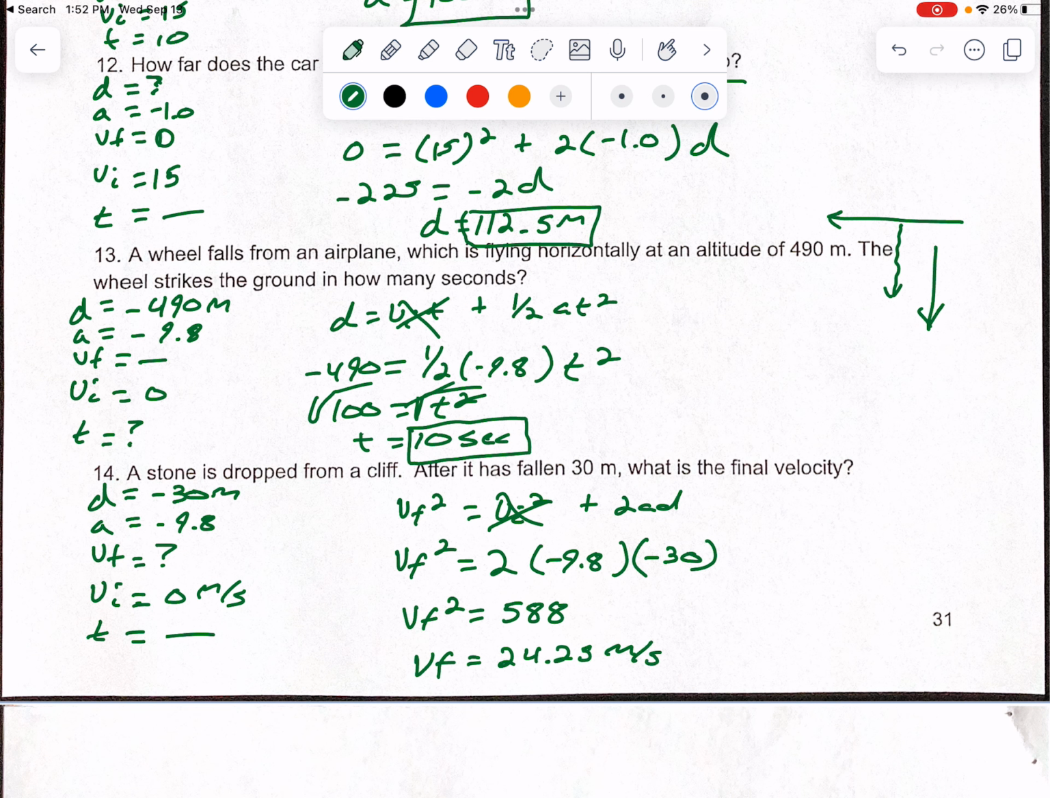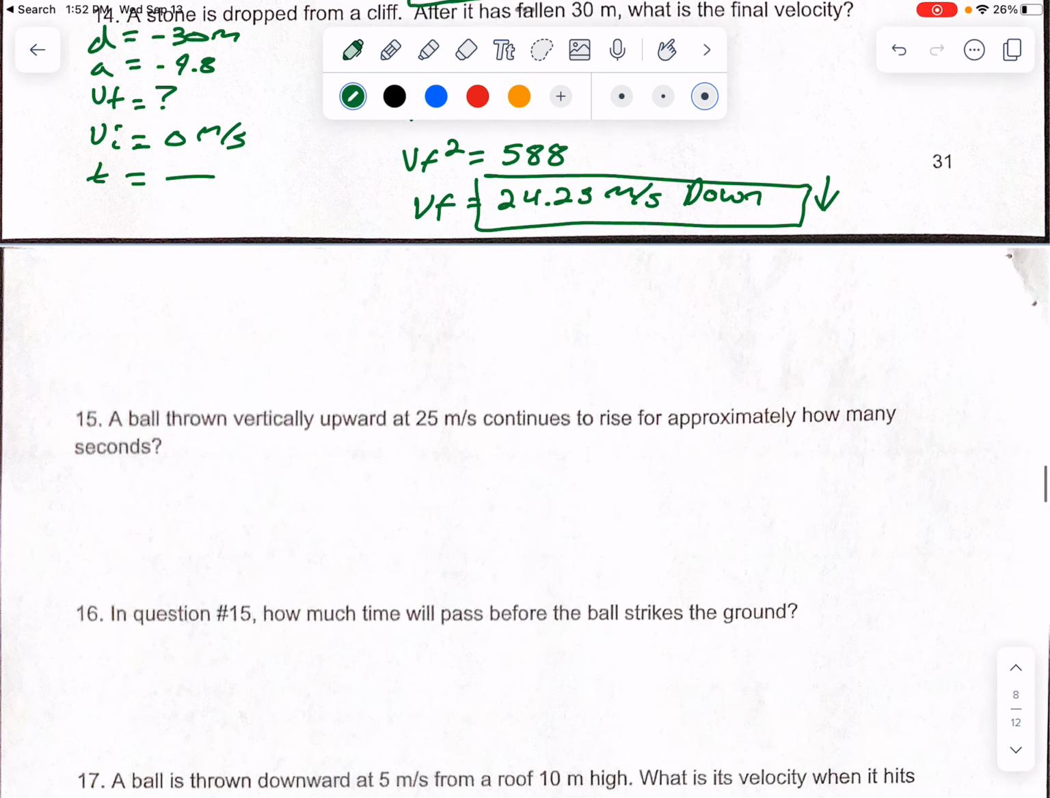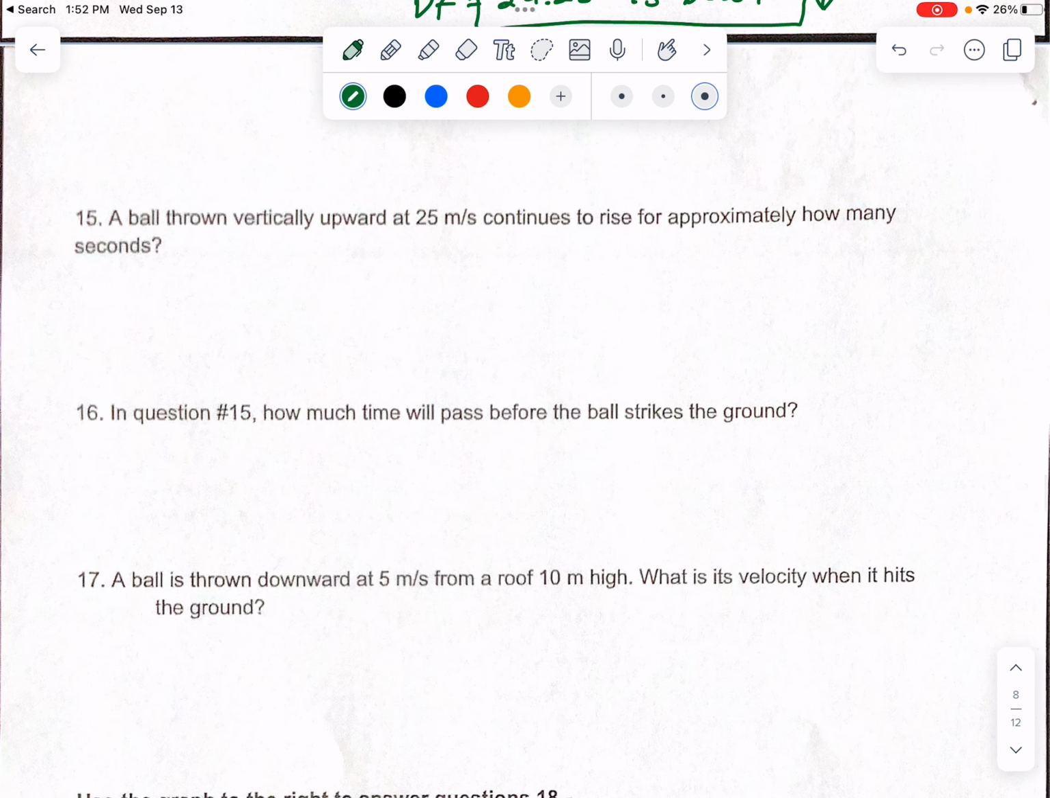And I'm going to go ahead and say that's going down. Okay, you could draw an arrow to explain which way it is going. You could say 24.25 meters per second and then draw an arrow going down. I'm just telling you that that's the velocity when it's going down, or when it hits the ground, that it's negative. All right, number 15, a ball is thrown vertically upwards at 25 meters per second.